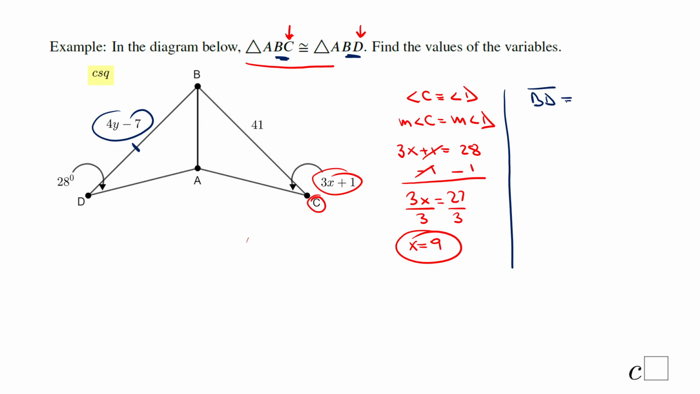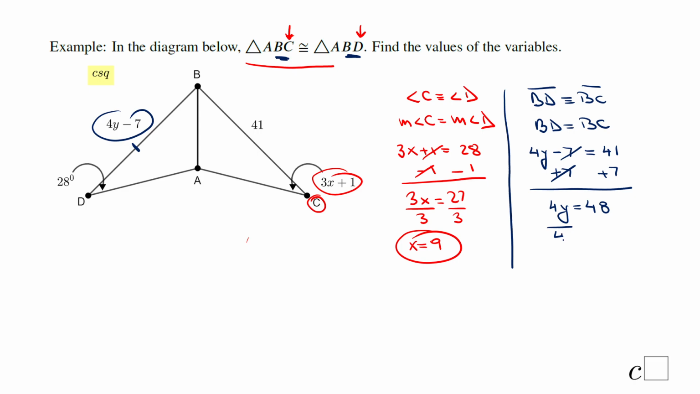Segment BD is congruent with segment BC, or the measure of BD is the same as the measure of BC. And now we can write the equation, which is 4y minus 7 equals 41. And now we have an equation. We're going to add 7. And we have 4y equals 48, divided by 4 on both sides, obviously. So we have y equals 12.